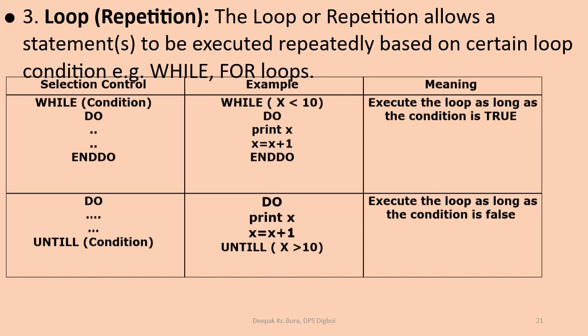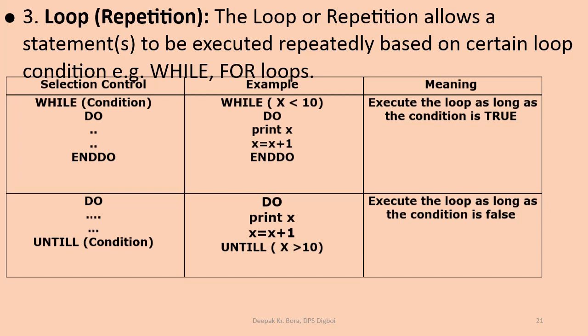Third, loop or repetition. The loop or repetition allows a statement or statements to be executed repeatedly based on a certain loop condition. For example, while loops and for loops. Let us see the table. The first is while, condition, do, then end do. The next one is do, dot dot dot, until, condition.